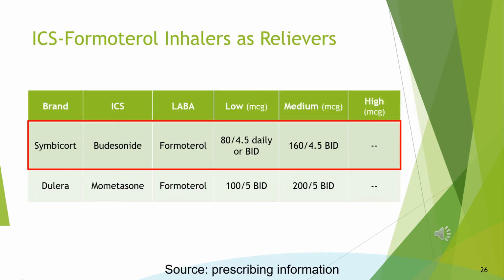Here are some inhaled corticosteroid and long-acting beta agonist inhalers containing formoterol. I would like to point out that Symbicort or budesonide-formoterol is the only ICS-formoterol recommended by the GINA guideline. There is another inhaled corticosteroid-formoterol product, and it contains mometasone, and this is available in the US market. However, the guidelines do not recommend it, likely due to a lack of studies using this drug.